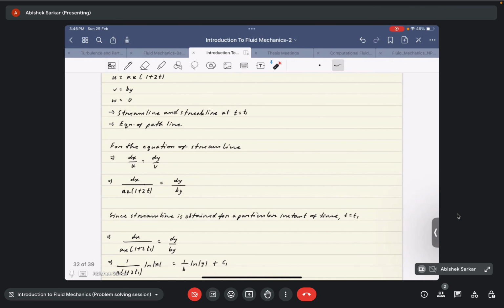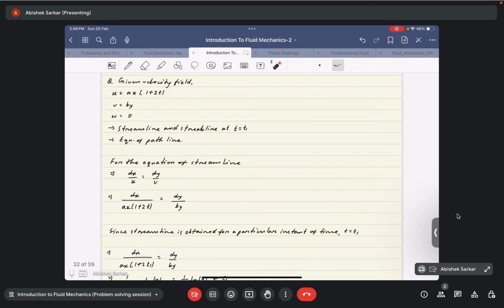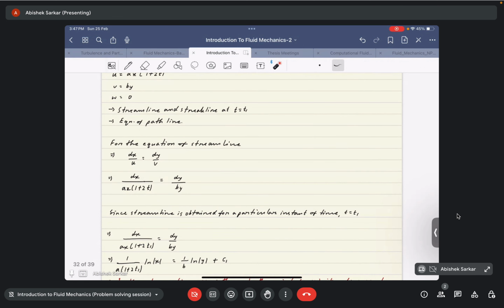Since it is a 2D velocity field, since the z component of velocity is 0, the equation of streamline is given by this equation, right? dx by u is equal to dy by v. So we just substitute the values of u and v in this equation to get dx by ax into (1 plus 2t) is equal to dy by by.